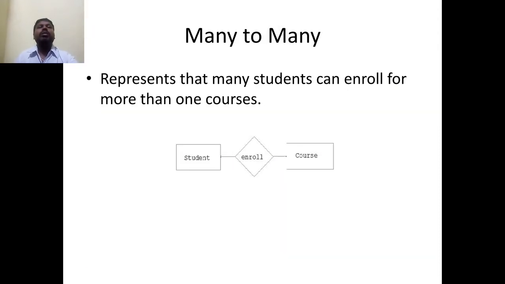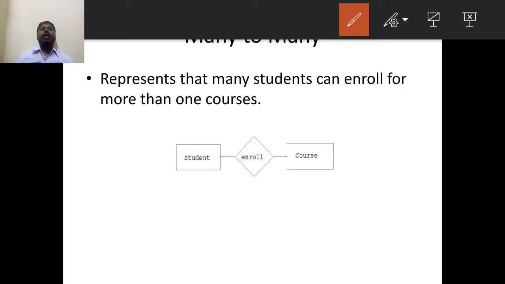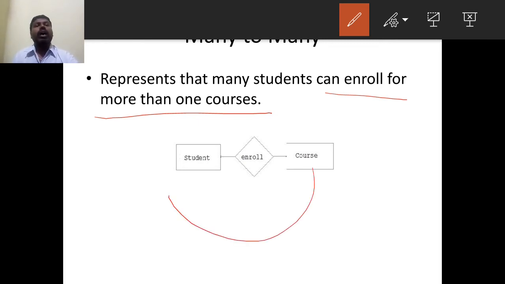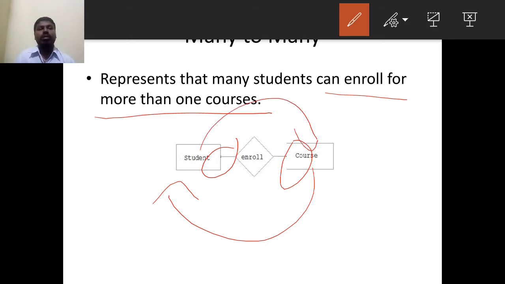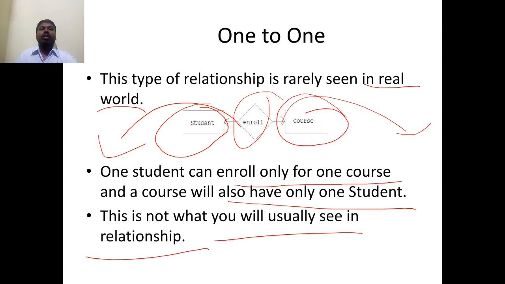Next, many to many. It represents that many students can enroll for more than one course, and courses also have more than one student. You can see here there is no arrow mark, which means many to many. A student can enroll in more than one course, and the course also has more than one student. So this type of relationship is called many to many. Understand? One to one means one entity should relate with only one entity, which means one instance should relate with only one instance.